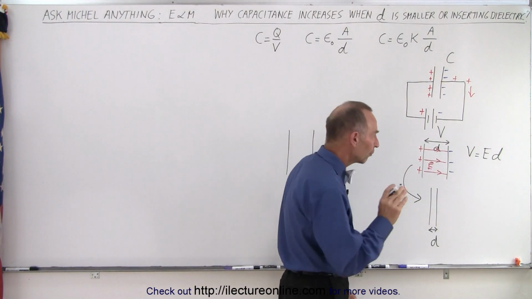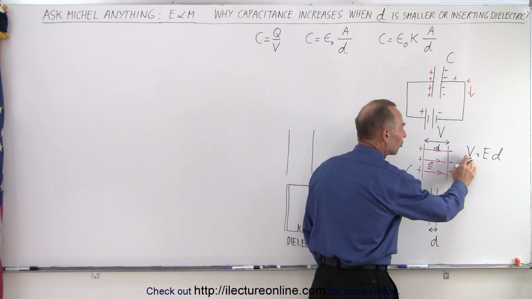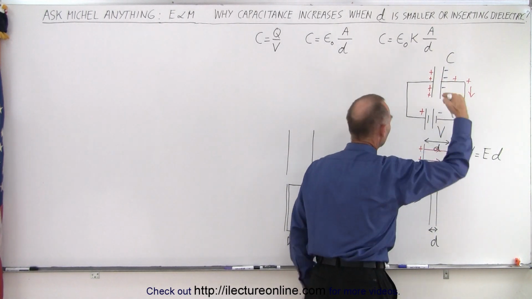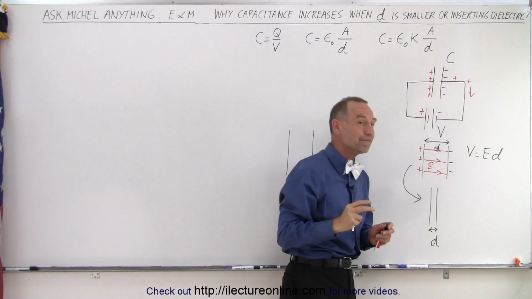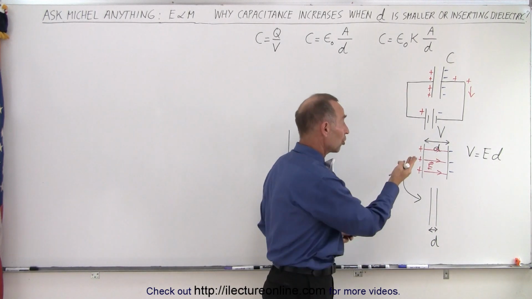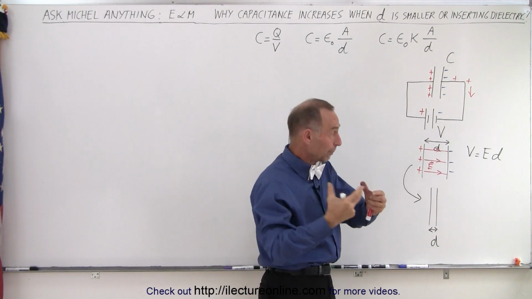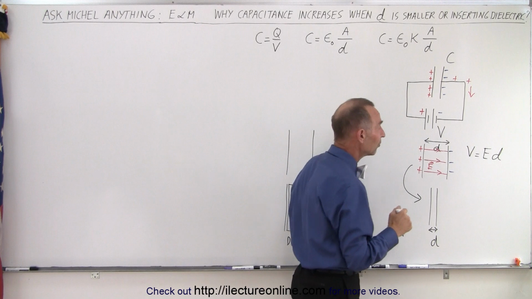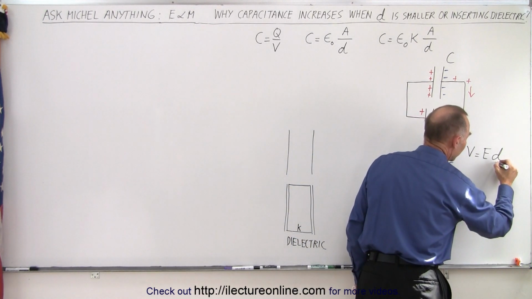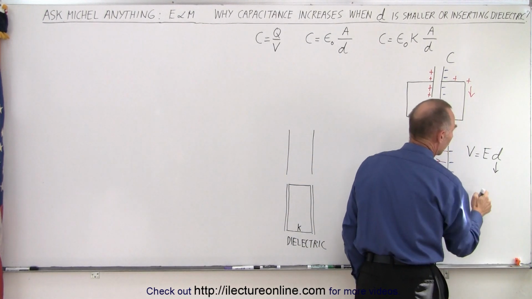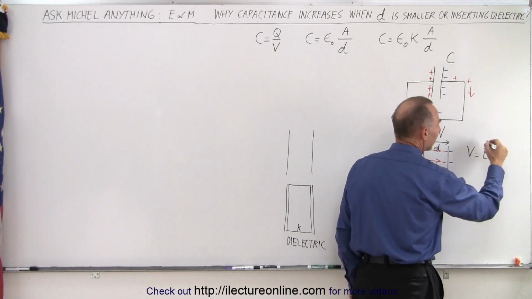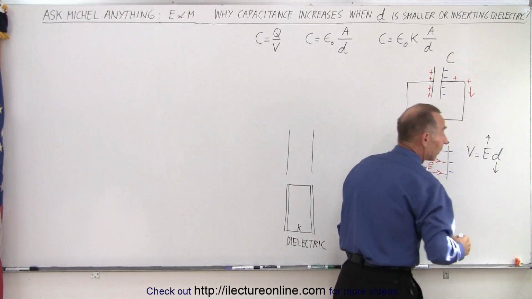So what happens, of course, again, we're going to keep the voltage the same. The battery, the amount of force pushing charge onto the plate, will remain the same. Now, if you can put more charge on the plate, then your capacitance increases. So what happens now when the distance decreases? Well, since the voltage is the same, that means the strength of the electric field needs to increase.